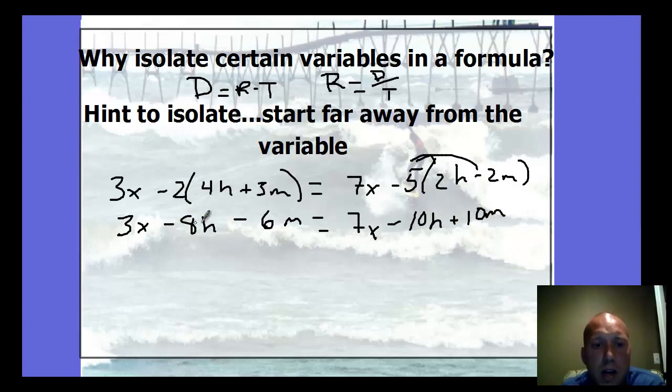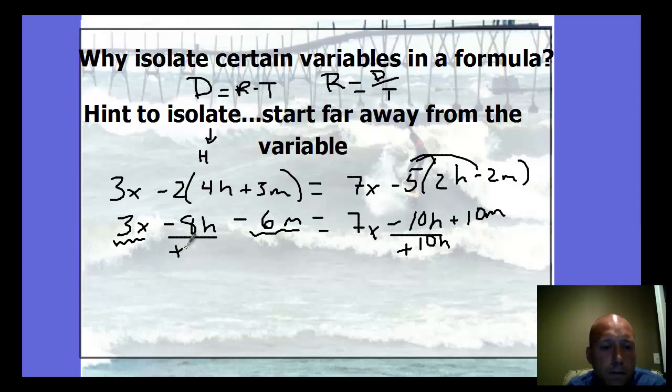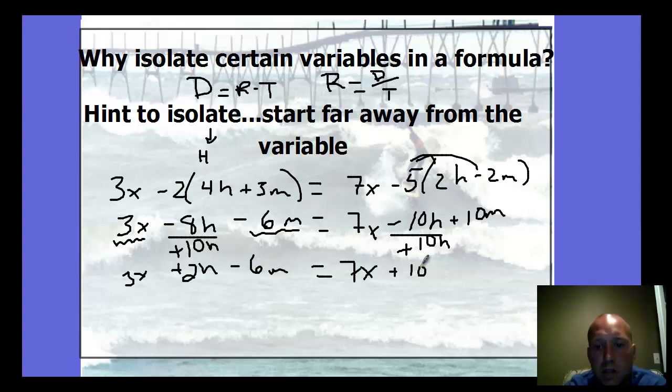Now, if I want to isolate, if I choose the variable, let's isolate h. If I want to get h by itself here, I'm looking at these h's, and I want to put them on the same side. I don't really care about the rest of this stuff; I just want to get it away from the h's. So let me first put the h's on the same side. Then I have 3x plus 2h minus 6m equals 7x plus 10m.